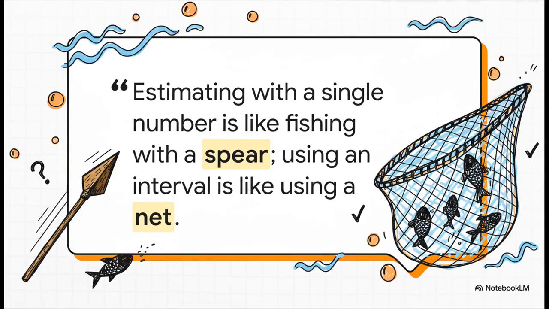This quote from our source material just hits the nail on the head, doesn't it? A single number feels confident, but it's really just a fragile guess. That range of numbers, the net, is a much more honest and useful tool for finding the truth when you're dealing with uncertainty. So the big question is, how do we build that net?